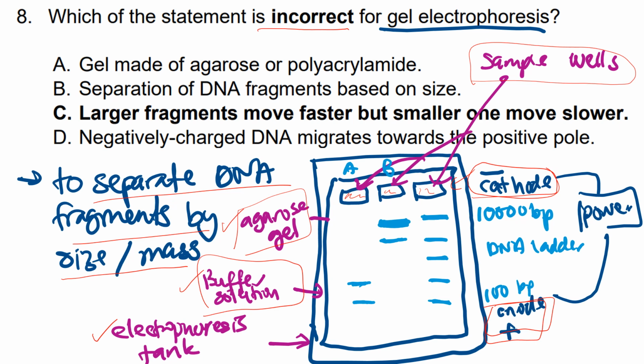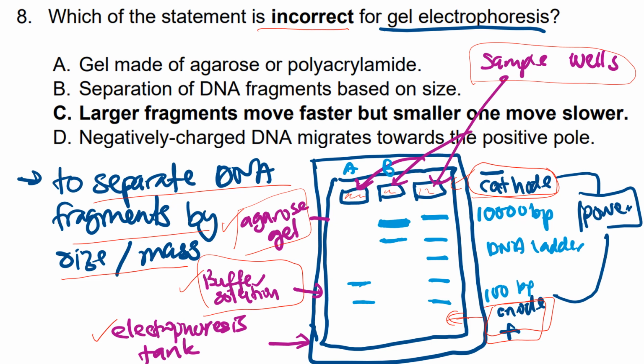When you run gel electrophoresis, usually for about 1 hour, the DNA sample will migrate from the negative region to the positive region. This is because DNA is negatively charged, so obviously it will be attracted to the positive charge at the end of this side.